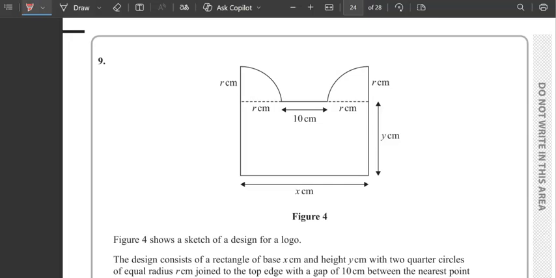Leshire Mathematics here. Today we are going to still discuss question number 9.